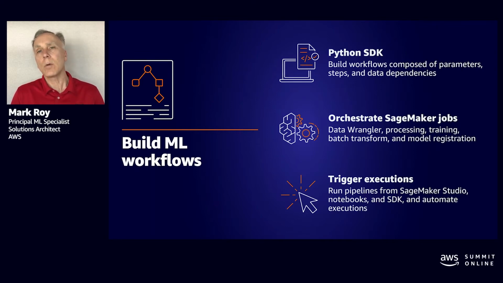From there, SageMaker will automatically orchestrate all of the different jobs that are involved in a full end-to-end pipeline. So that can be general purpose processing jobs, that can be training jobs that are distributed across multiple machines, batch scoring. You can even incorporate our new SageMaker Data Wrangler data transformation steps that you've built through SageMaker Studio. And of course, automatic model registration along the way.